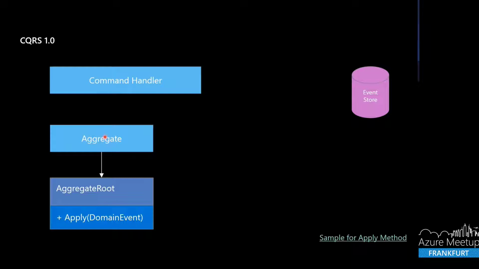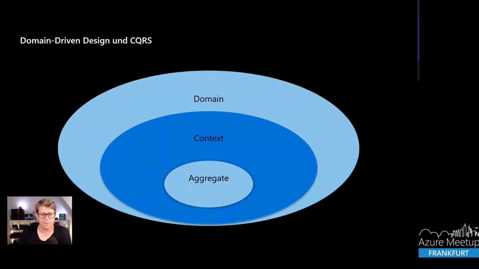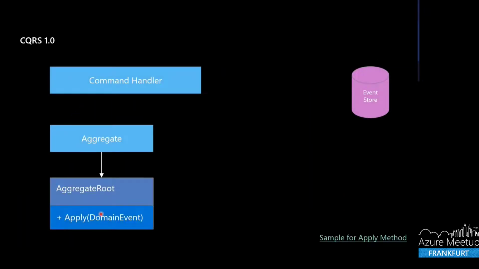This aggregate is inherited from a type called aggregate root. It's a technical solution. You can find it in this CQRS version 1. In so many cases, you will see this kind of aggregate root class everywhere. This aggregate root class has an apply method. This apply method takes a domain event. Remember, this domain event is from here. It takes this event and applies it on the aggregate root, or actually on this aggregate.